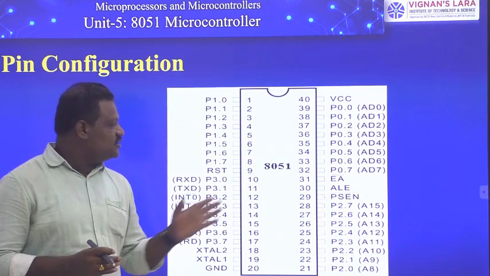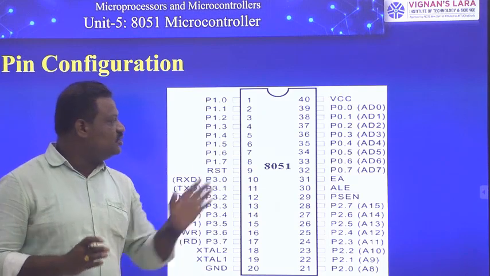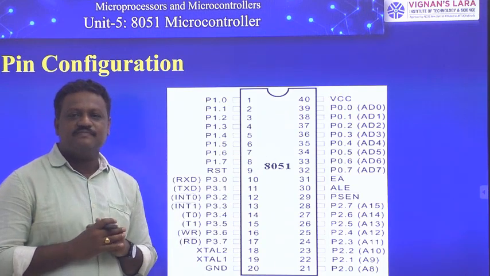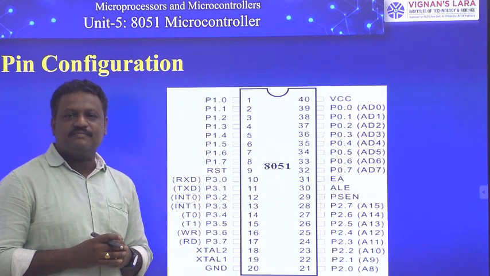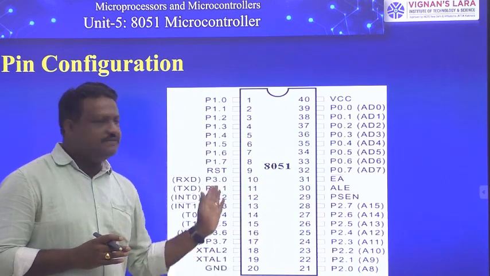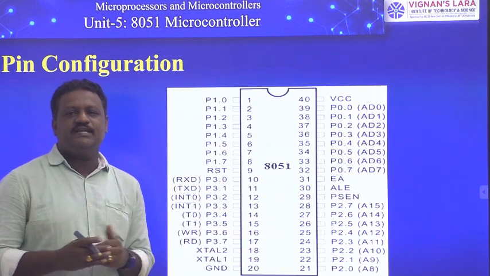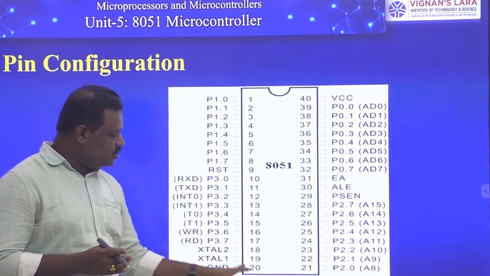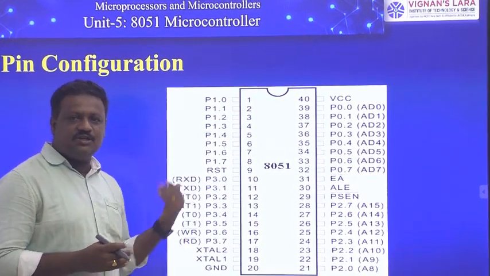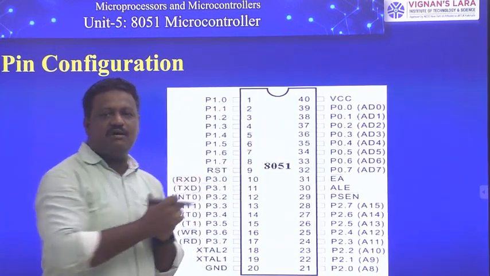We know that the 8051 microcontroller was available in a 40 pin dual inline package. So this is that IC structure. The pins of this 8051 are arranged in two lines. That's why this structure is called a dual inline package structure. The pins 1 to 20 are present on the left hand side. Pin numbers 21 to 40 are present on the right hand side.